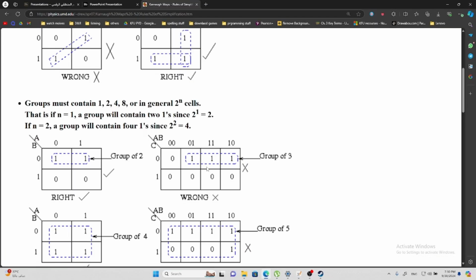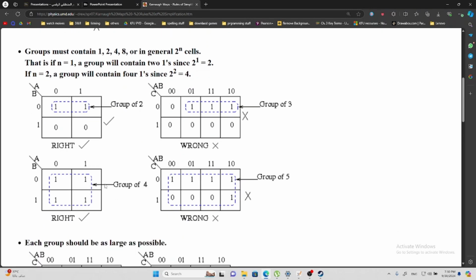So let's illustrate. What do I mean by that? Let's go to the website again. Here it says that's a group of 3. That does not follow the sequence, which is 1 and 2 and 4 and 8. So you cannot have a group of 3, you cannot have a group of 5, you cannot have a group of 6 or 7. Only these values. So this is a group of 2, so it's okay. You have a group of 4, it is okay.